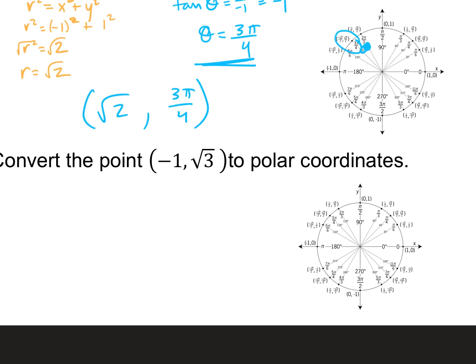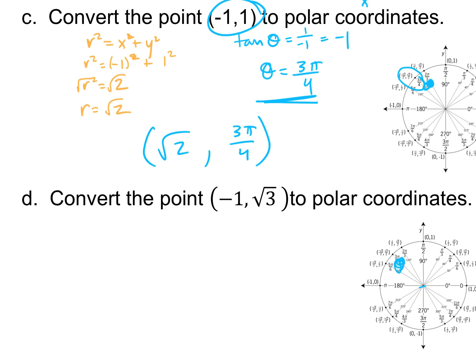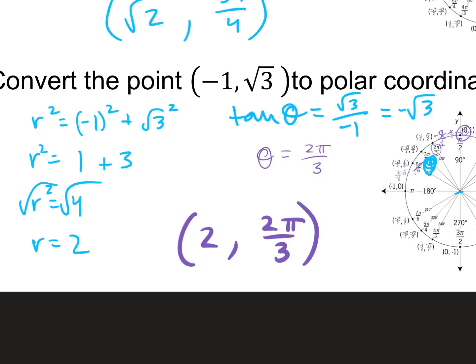So for D, let's plot our point first to figure out about where we're at, what quadrant we need to look at. So we're going to go to the left, -1, and up, square root 3. So we're going to be over here in this quadrant. I don't know where exactly, but in this quadrant. So now let's find our r and our theta.